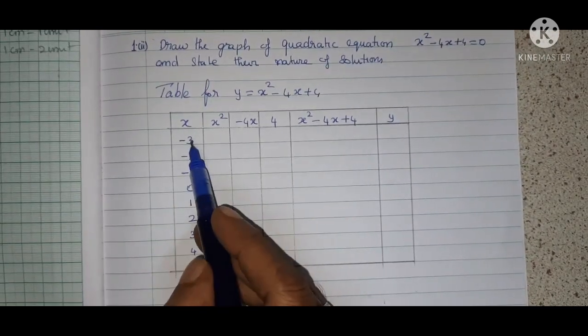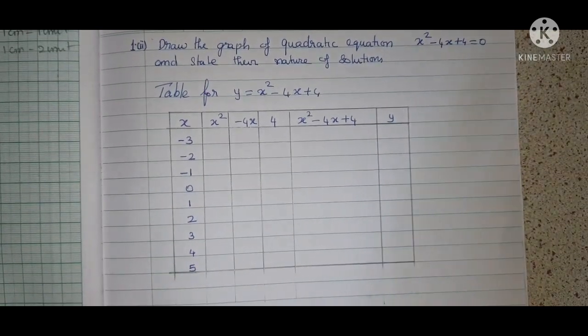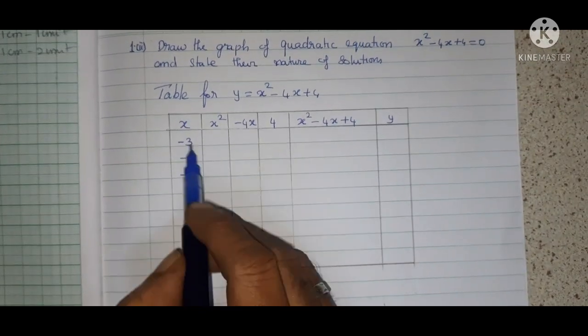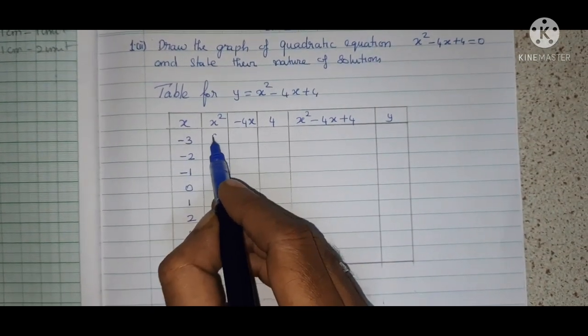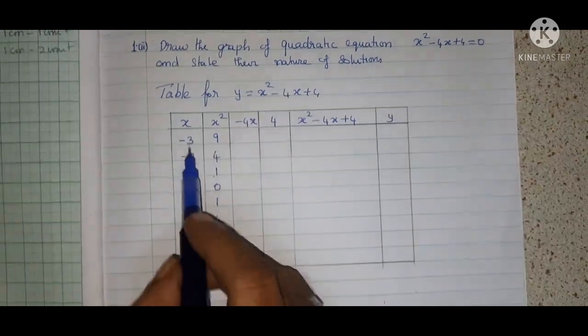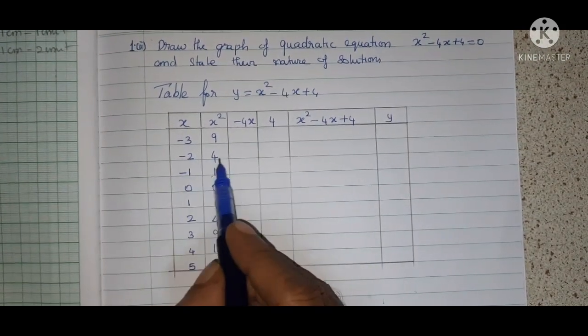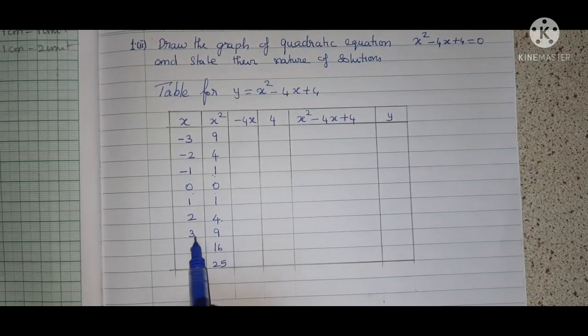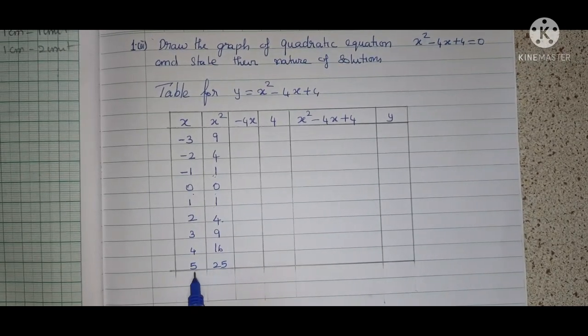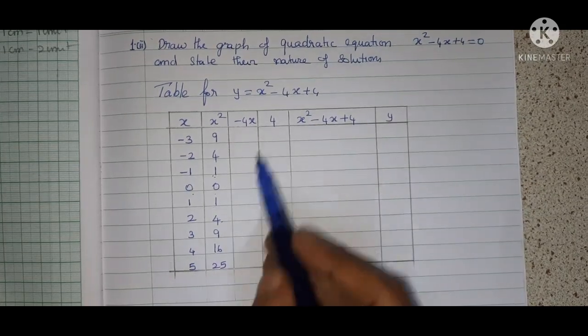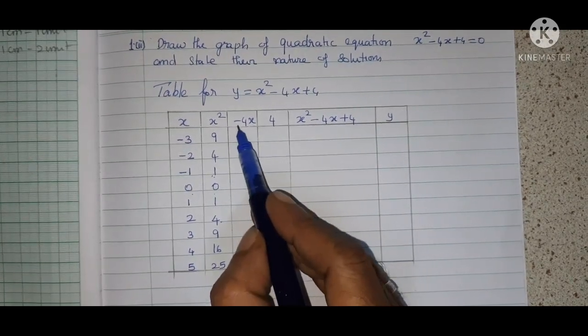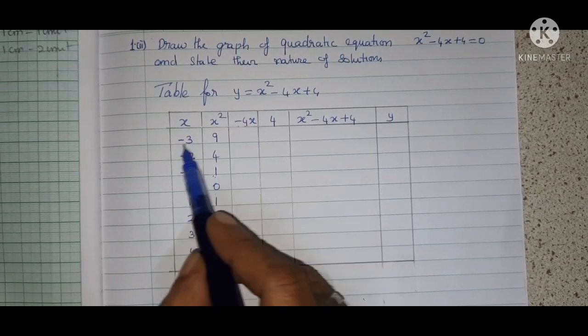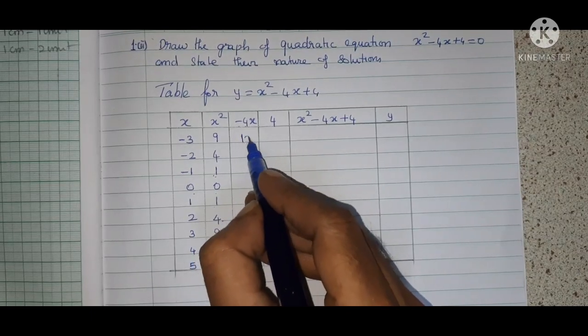The x values are minus 3 to plus 5. First column is x square: minus 3 square, 9, minus 2 square, 4, minus 1 square, 1, 0 square, 0, 1 square, 1, 2 square, 4, 3 square, 9, 4 square, 16, and 5 square, 25. The third column, minus 4 into x: minus 4 into minus 3, plus 12.